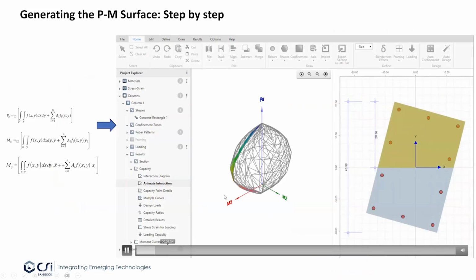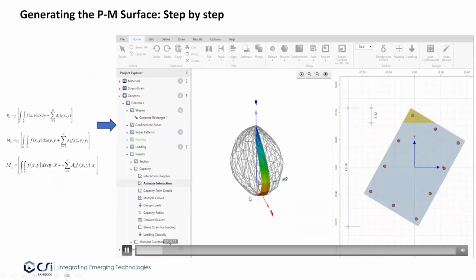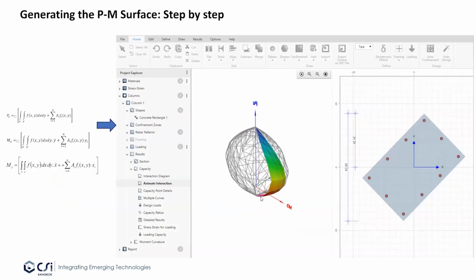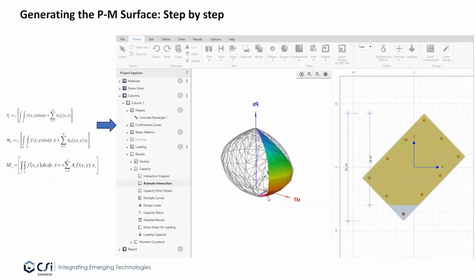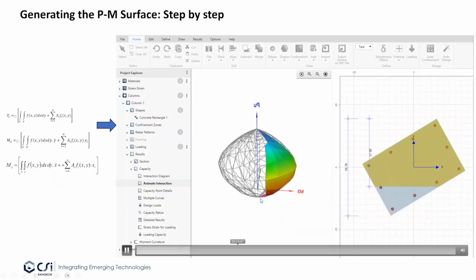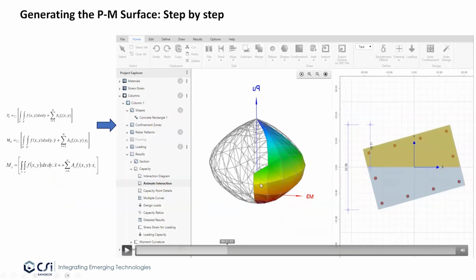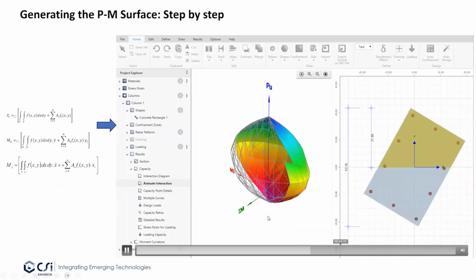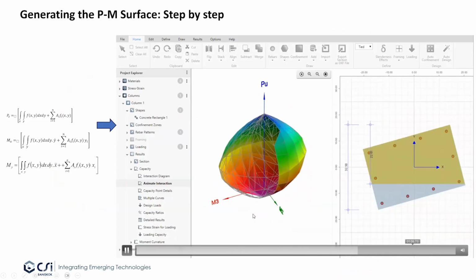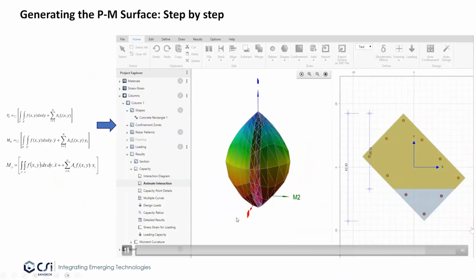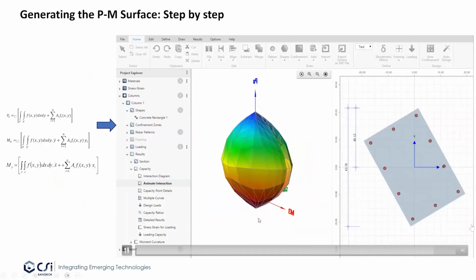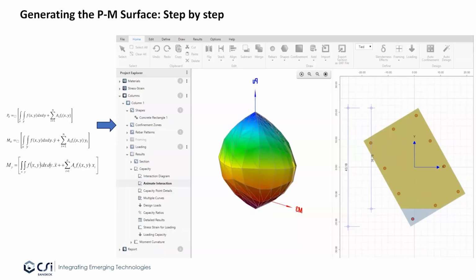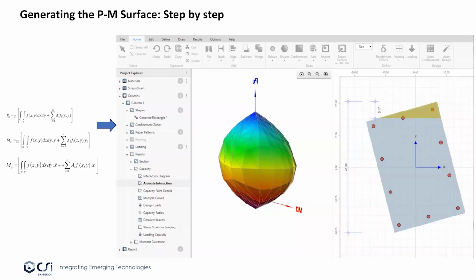Now we will show you how this interaction surface is actually generated, and this is part of the CSI Col program. You can actually see it by yourself. You can just play this animation. It shows you, for each cross section, how the neutral axis is being rotated and changed, and the corresponding points on the interaction surface being generated until the entire surface is complete, and then we can use it for capacity calculations. So this animation is useful to understand how it works, and also is fun to watch.